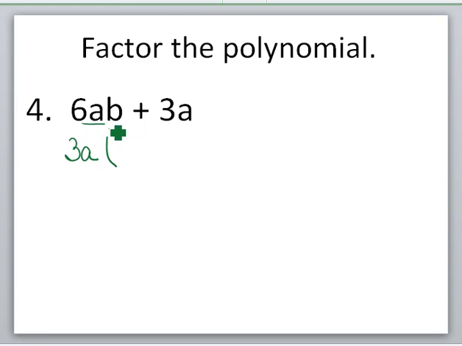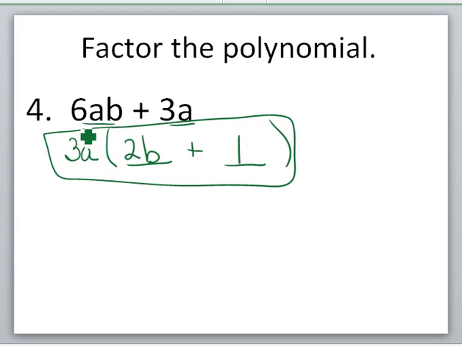You have 2 terms to start with. So you have 2 terms that you fill in the blanks for. Bring down your sign. 3 times what gives you 6? That'd be 2. You need an A and a B. 3A times what gives you 3A? And that would be 1. So there's your solution.